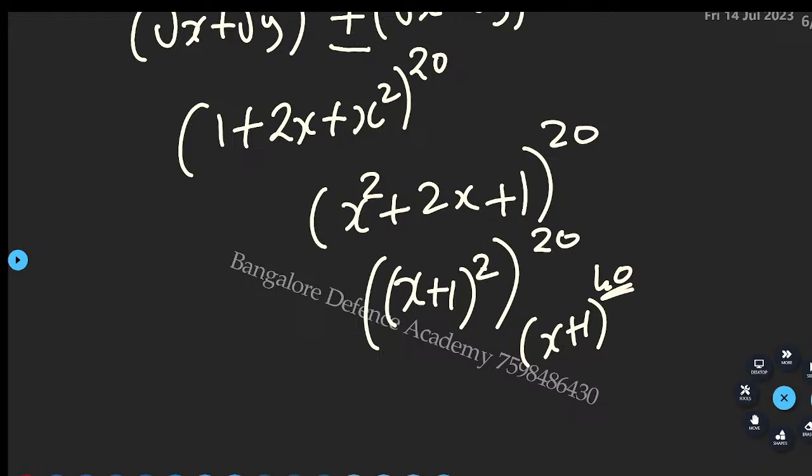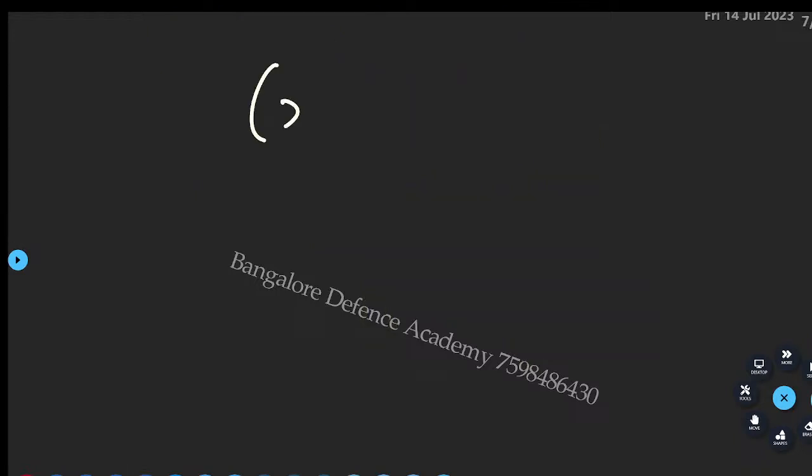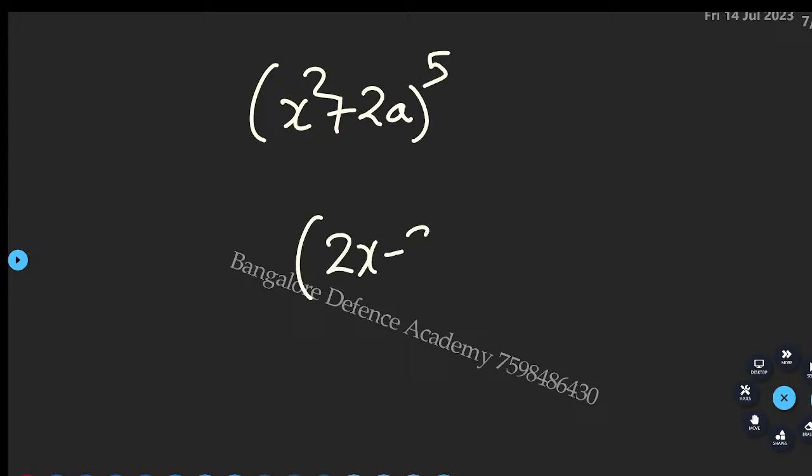Okay, now expand this now. Ready? X square plus 2a to the power of 5. Next, 2x minus 3y to the power of 4. Expand. I'm not telling number of terms. This is expand. Next type of question.